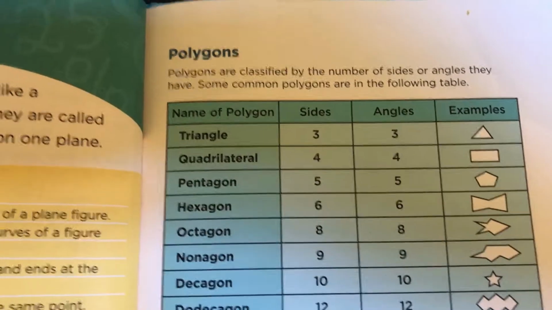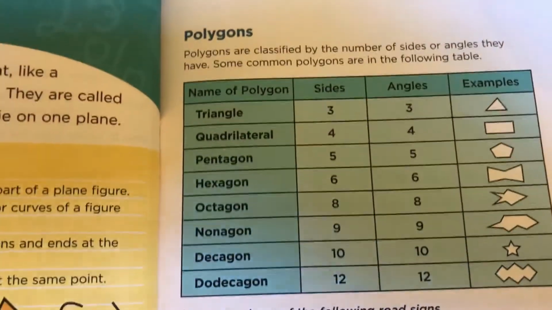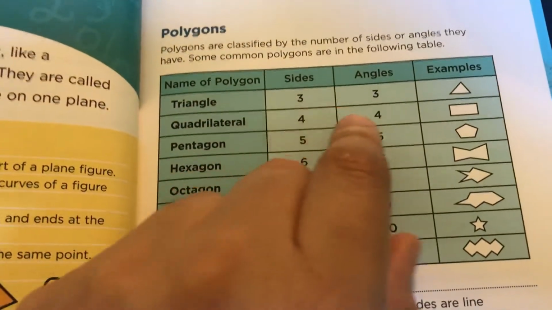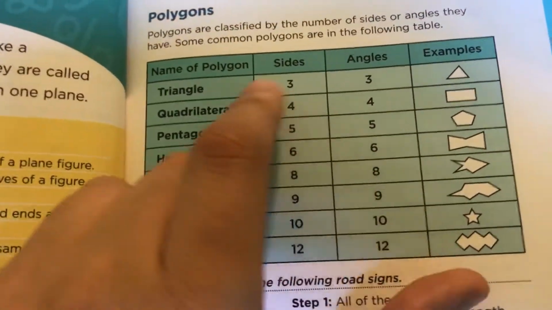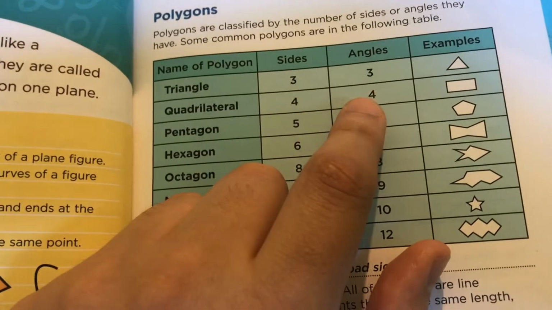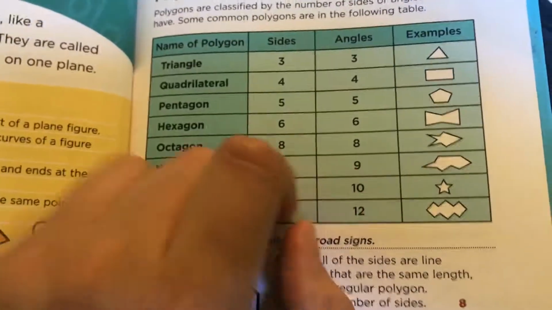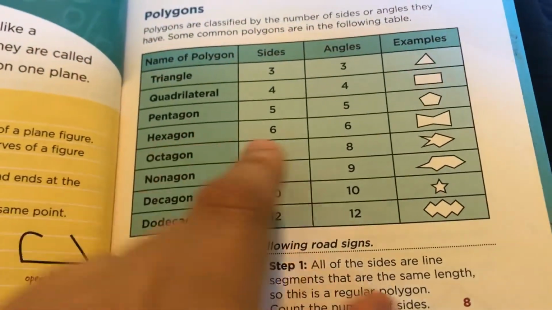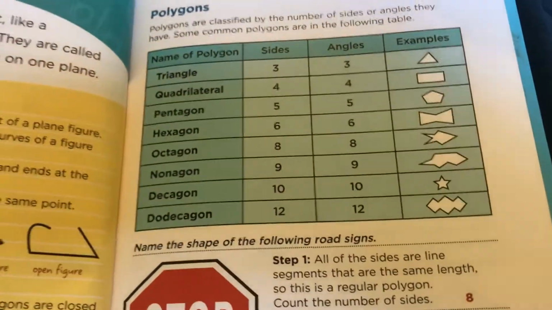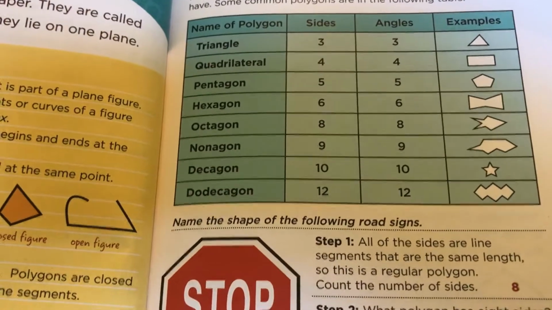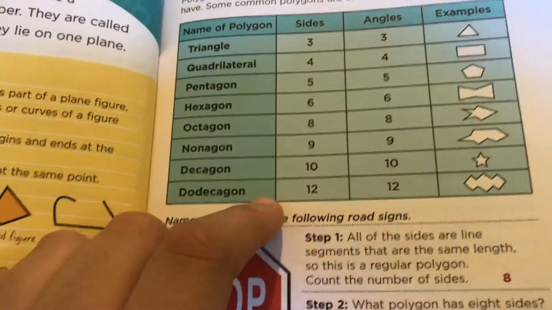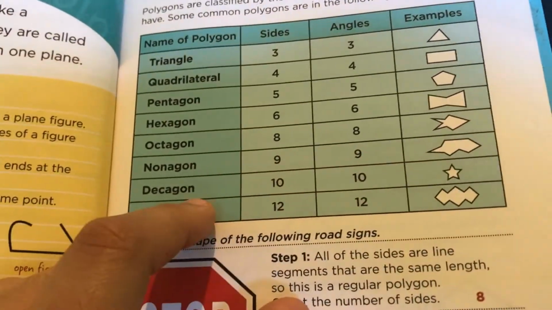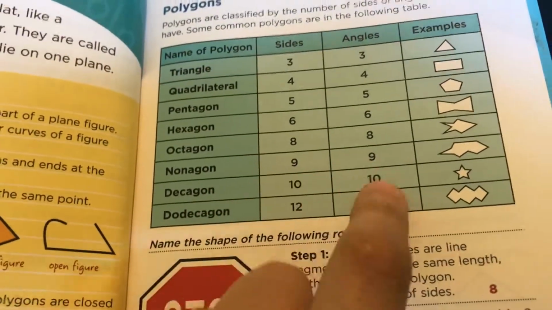Polygons are classified by the number of sides or angles they have. Some common polygons are in the following table. Triangle: 3 sides, 3 angles. Quadrilateral: 4 sides, 4 angles. Pentagon: 5 sides, 5 angles. Hexagon: 6 sides, 6 angles. Octagon: 8 sides, 8 angles. Nonagon: 9 sides, 9 angles. Decagon: 10 sides, 10 angles.